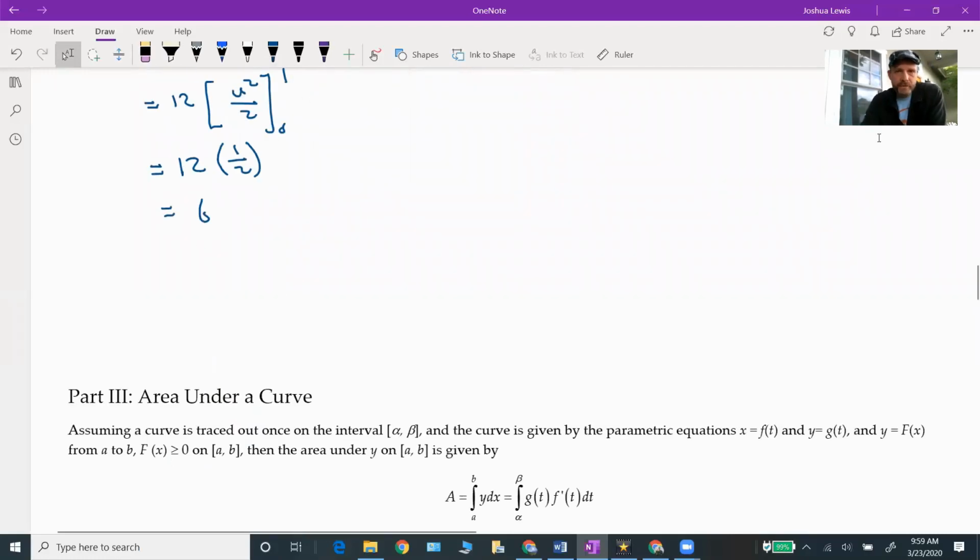All right, next we want to look at area under a curve. So that's going to be our next little mini lecture here.